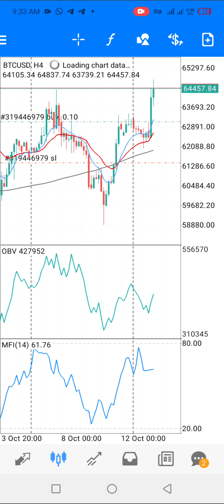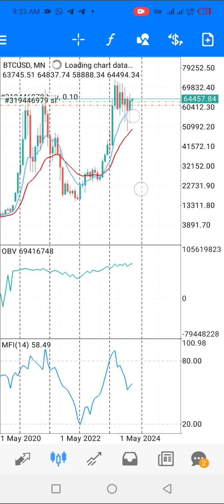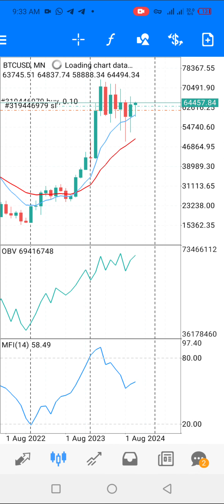But today I would like to show you how to look for entry using this particular strategy. If you have popped up all your indicators on the screen, next you go to the monthly, that is the highest time frame you have in your MetaTrader 4. You go there and then you check and see what the indicators are telling you.